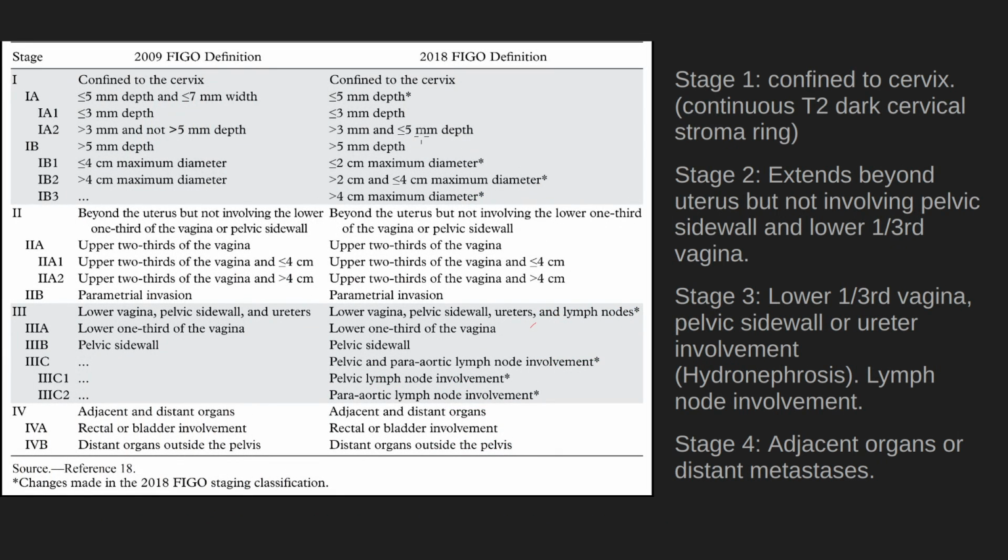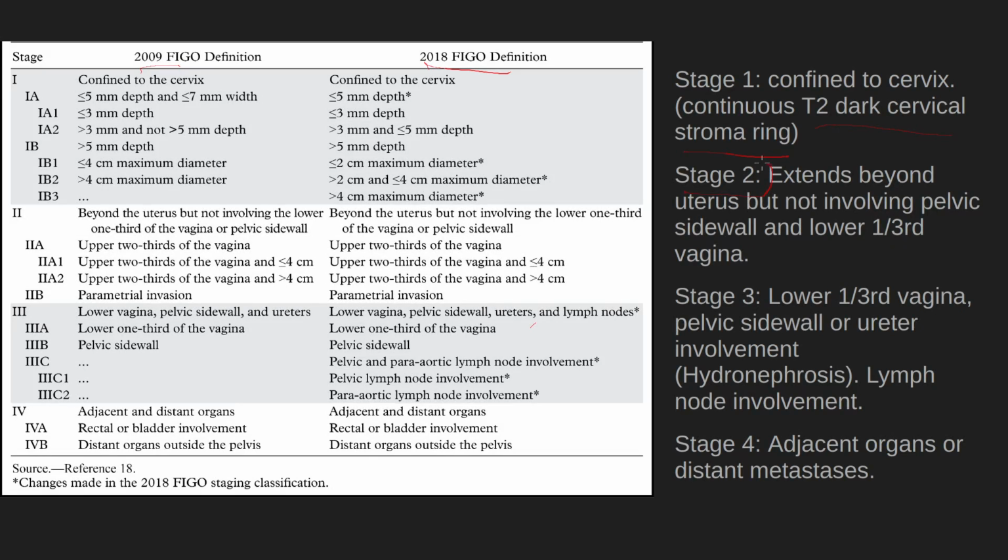All right, moving on. So this is the classification, the 2018 FIGO classification. It has been updated since 2009, and we will discuss the differences, but we'll first go over the major stages of the cervical cancer. So stage 1 is the tumor when it is confined to the cervix alone, and that can be determined because the cervical stroma is T2 dark in nature, and if you can trace the cervical stroma ring around the tumor, that is a fair marker that the tumor has not extended beyond the cervical stroma and has not gone beyond the cervical margin.